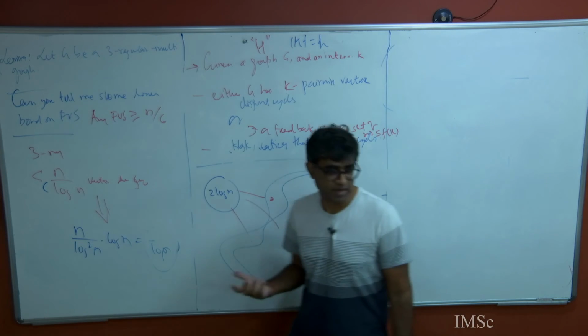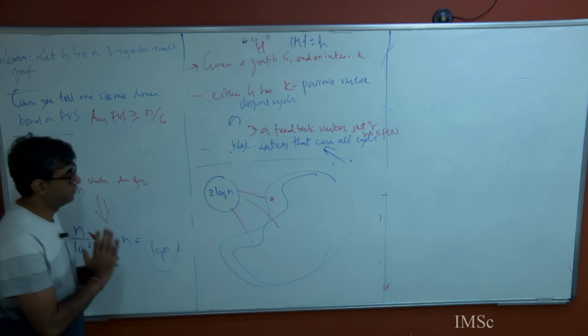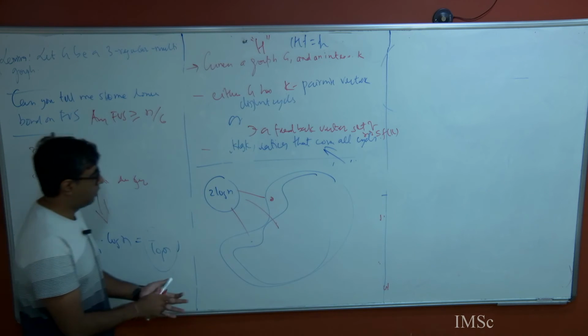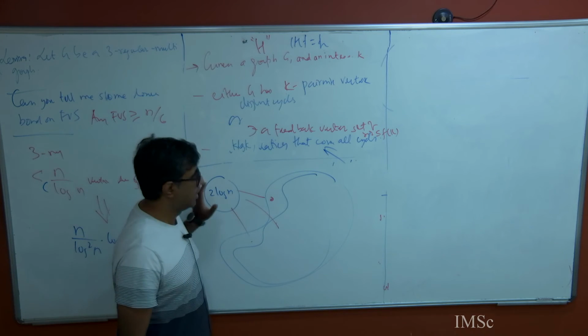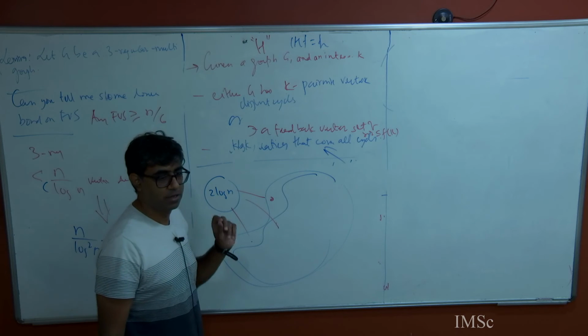Okay. So now let's write down those numbers. Otherwise, the proof is precisely this. What I am looking at at this point of time is this: I said, look, if the graph is large enough, then I have that many cycles.